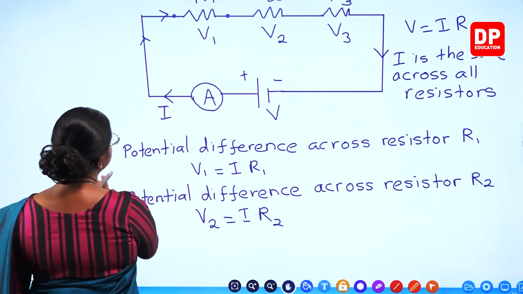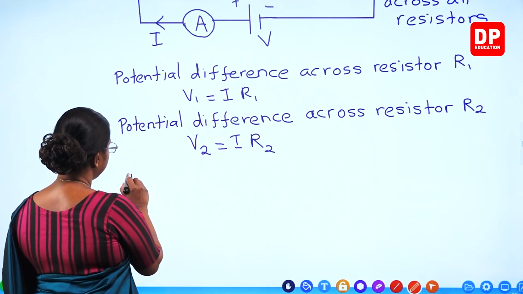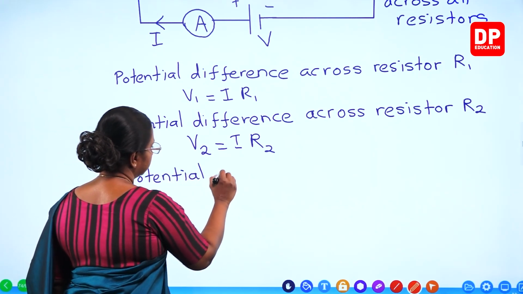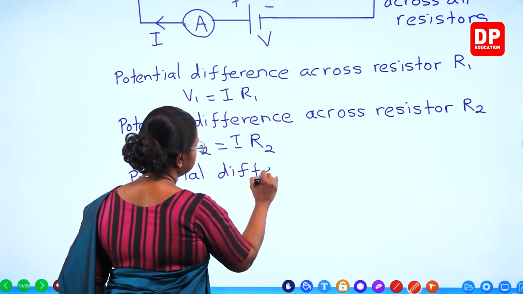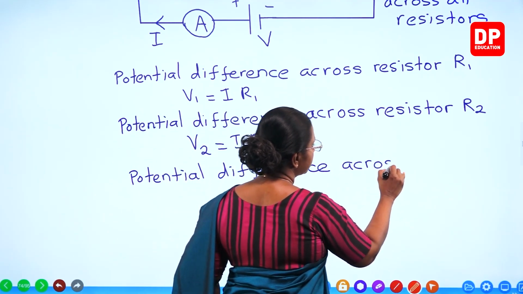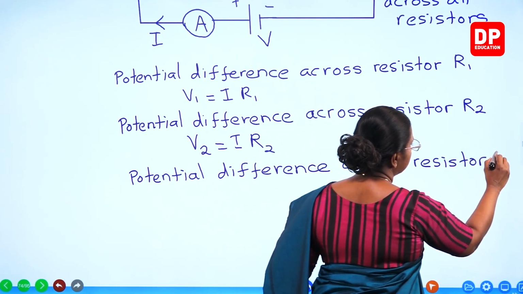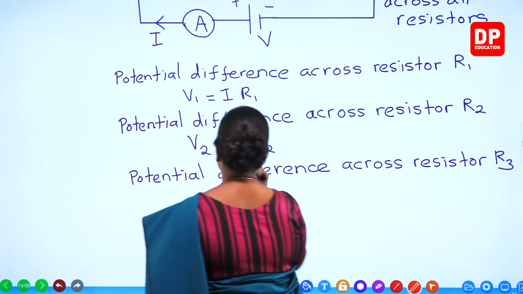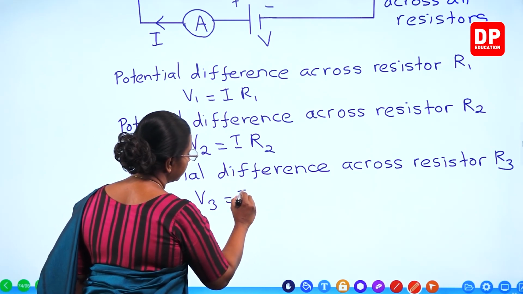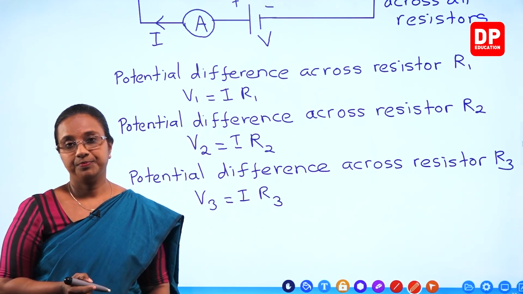So then, if we write the potential difference across resistor R3, that will be V3, that is equal to I into R3.